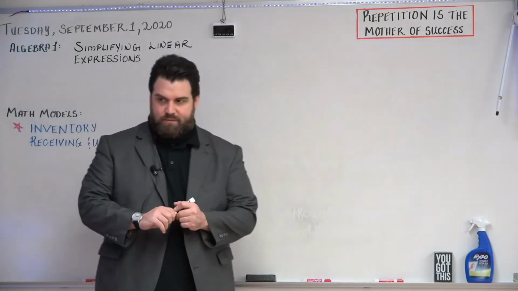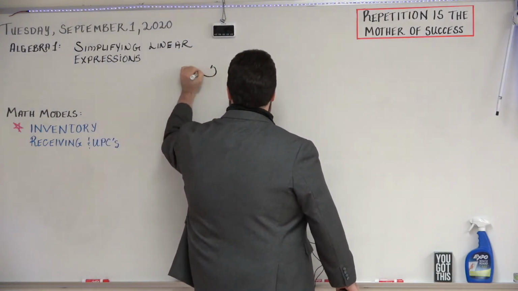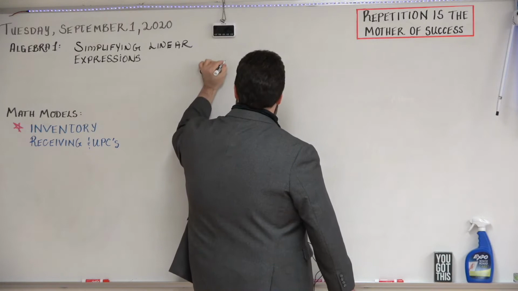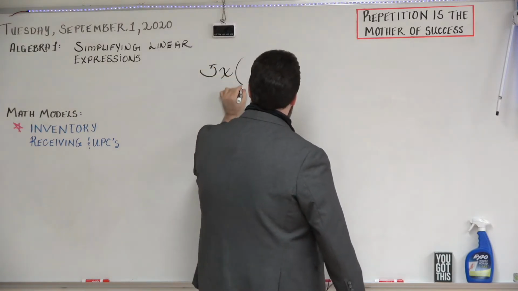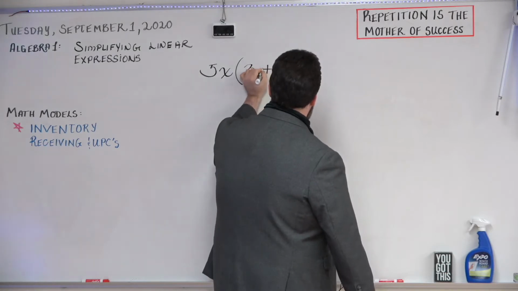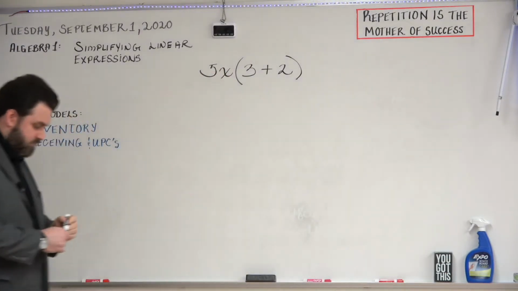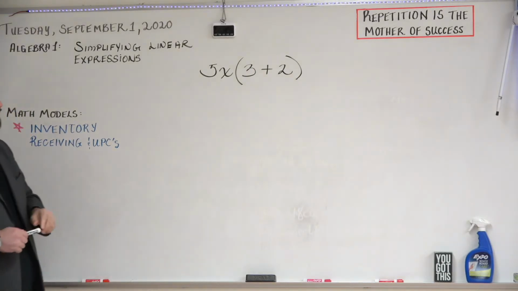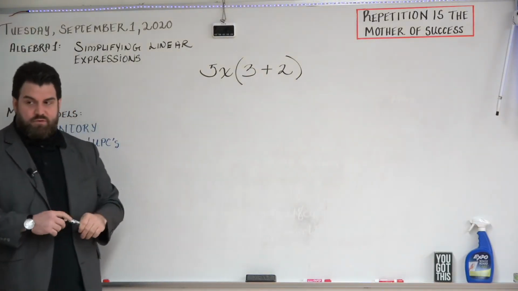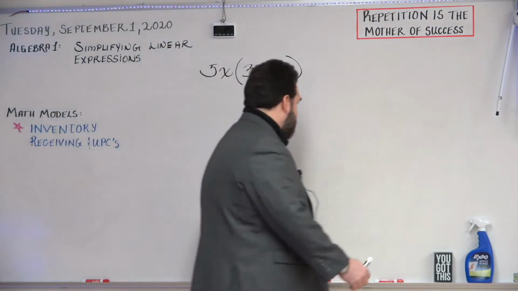Let's do another problem, okay? Let's look at 5x, open parentheses, 3 plus 2. In this example, distribution isn't required, okay? And I'll show you why.